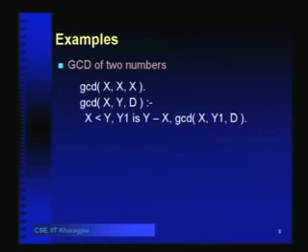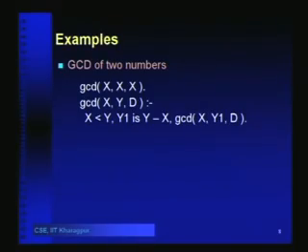GCD of two numbers. The predicate is GCD of x and y is z. So, if we have GCD x and x, then that is x. And can you recognize this method? Yes. So, GCD of x and y is D provided x is less than y, y1 is y minus x, and GCD of x and y1 is D, right. So, it is a familiar recursive way of computing GCD, and that is being just coded in Prolog here.